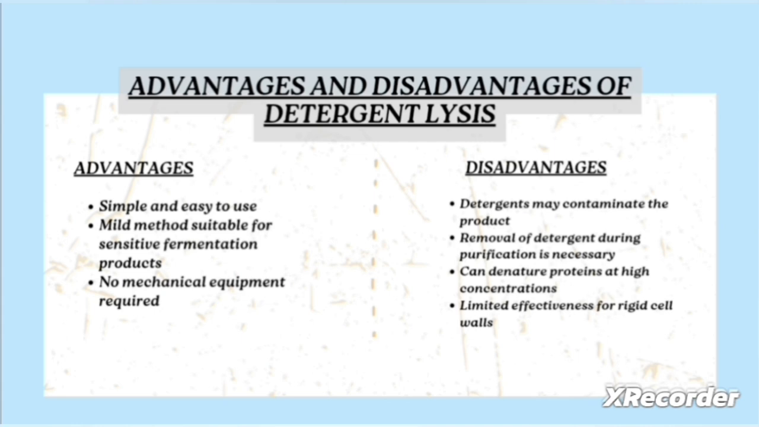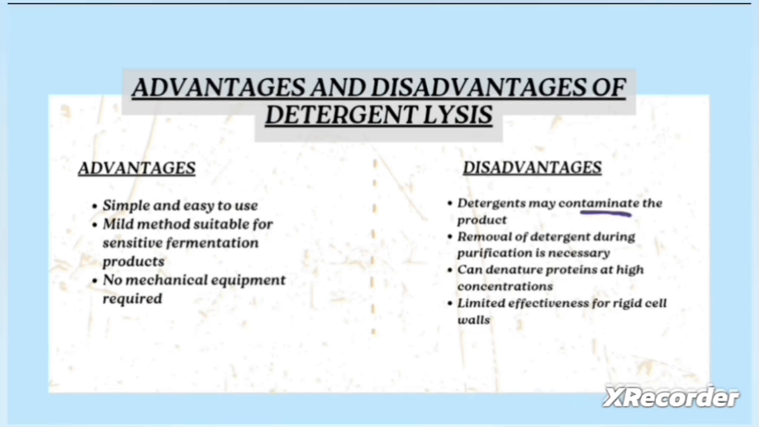However, there are many disadvantages of using detergents. One of the major disadvantages is that detergents contaminate the final product, and therefore removal of detergent during the further downstream purification is very necessary, and it is an additional step. Due to this additional step, the cost and purification challenges increase, and therefore they are not suitable for very large-scale industrial recovery. Also, at high concentrations, detergents can denature the proteins and reduce the product quality.